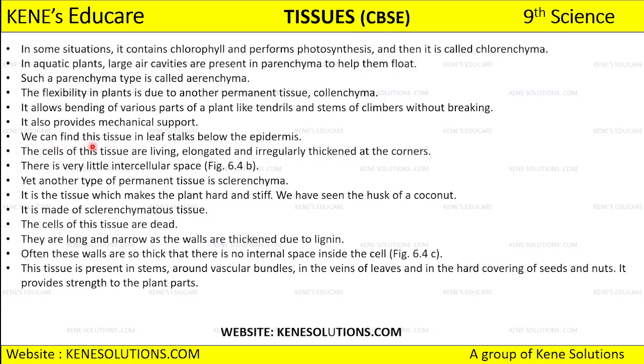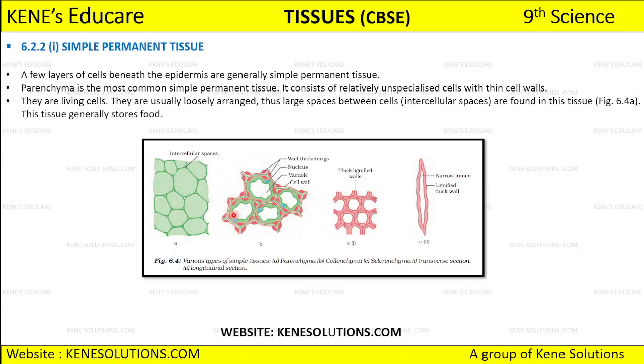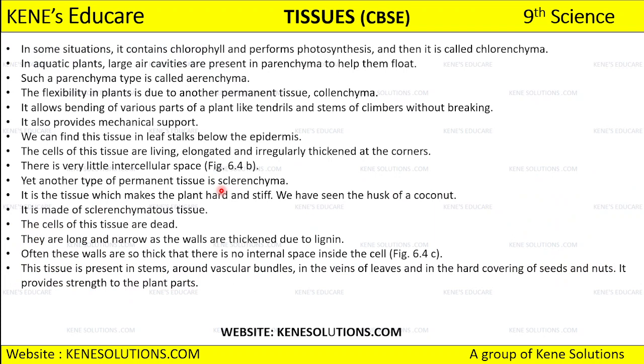Okay, so we can find this tissue in the leaf stalks below the epidermis. तो हमें ये collenchyma कहाँ पे मिलेगा? Leaf stalk के नीचे मिलेगा, below the epidermis. Okay, and the cells of the tissue are living, elongated and irregularly thickened at the corner. Collenchyma के cells कैसे होंगे? They are living, elongated, and irregularly thickened at the corner. And if you look at the diagram, intracellular space is very little.